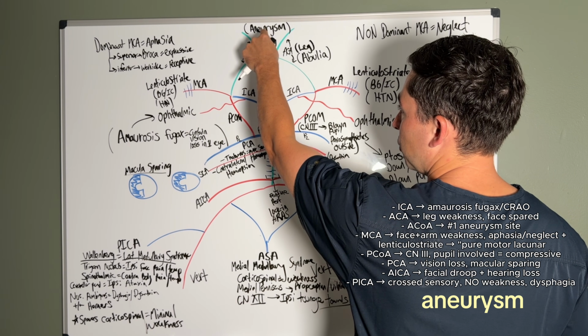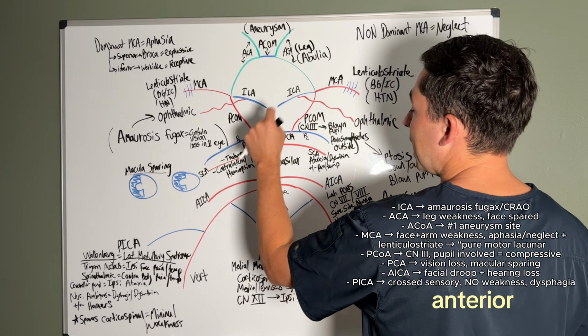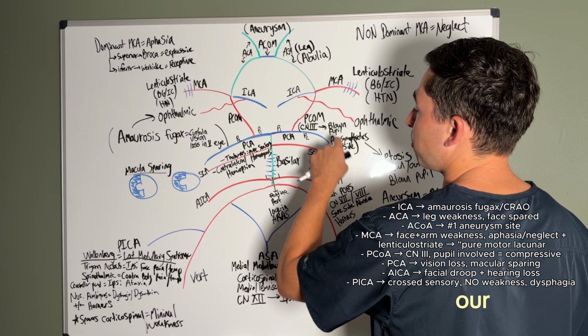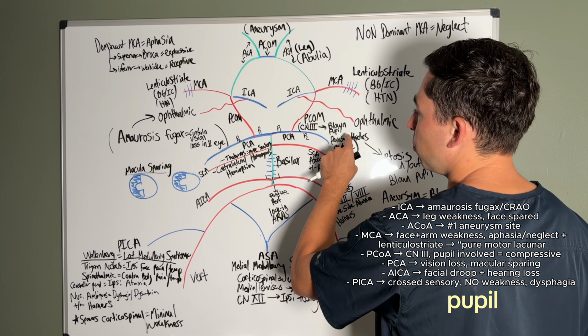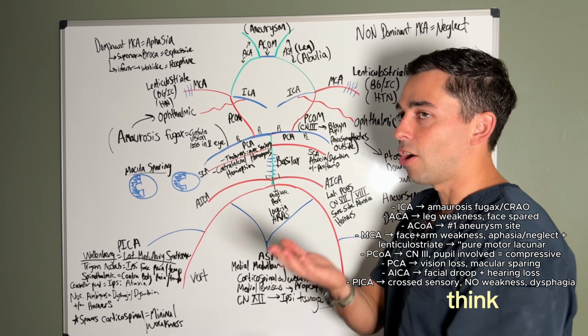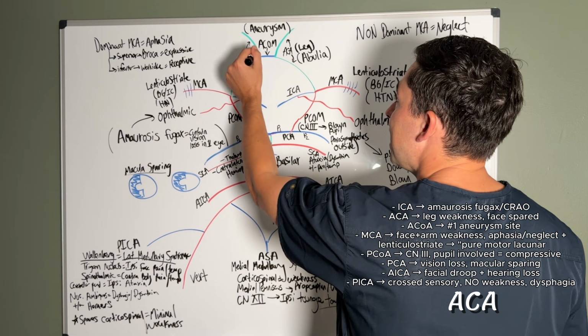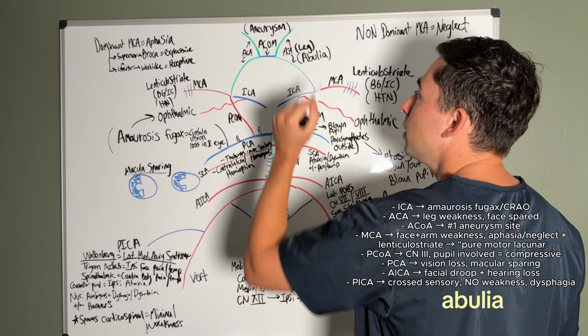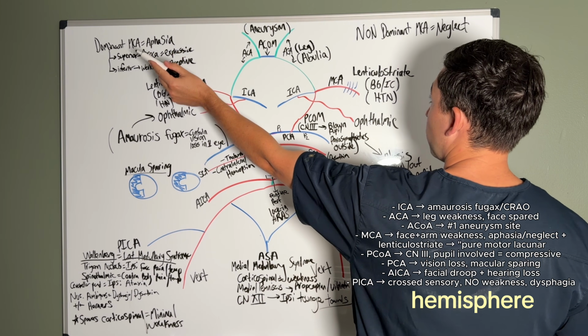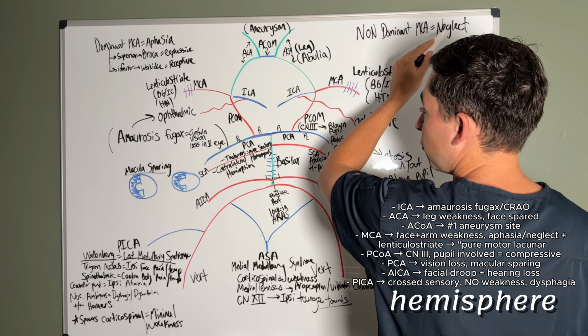We've got to worry about aneurysm rupture. And our anterior and posterior circulation are connected via our PCoMs. Our PCoMs, you've got to worry about a blown pupil. PCA, think vision cortex. MCA, think arm and face. ACA, think leg and abulia. MCA for cortical, think aphasia, dominant hemisphere, neglect, non-dominant hemisphere.